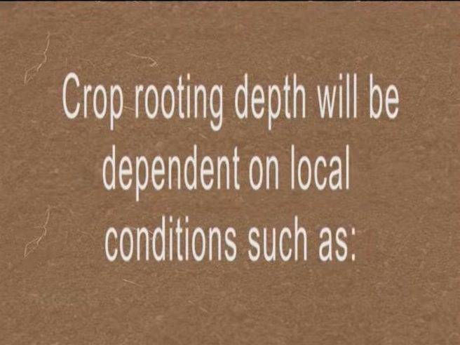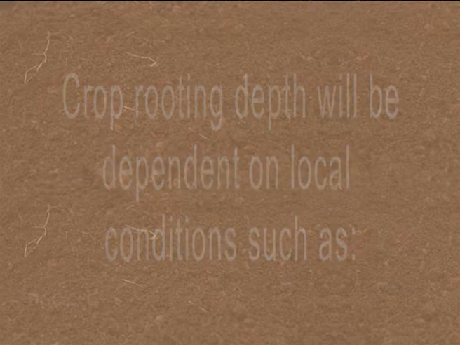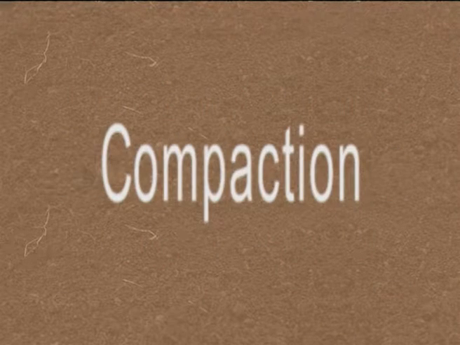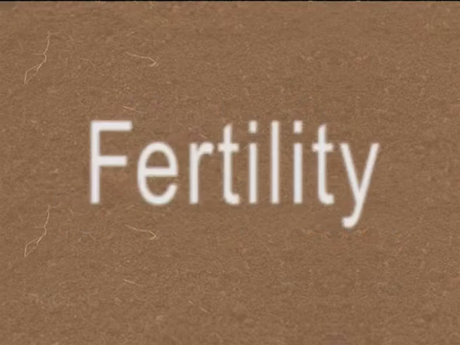Plants take 40% of the water they use from the top 25% of the root zone. So, overfilling the soil beyond field capacity in the bottom 25% of the root zone will cause deep percolation rather than increasing yields. Crop rooting depth will be dependent on local conditions such as soil salinity, changes in soil type, compaction, shallow water tables and fertility. Rooting depth is less in clay soils than in sandy soils.